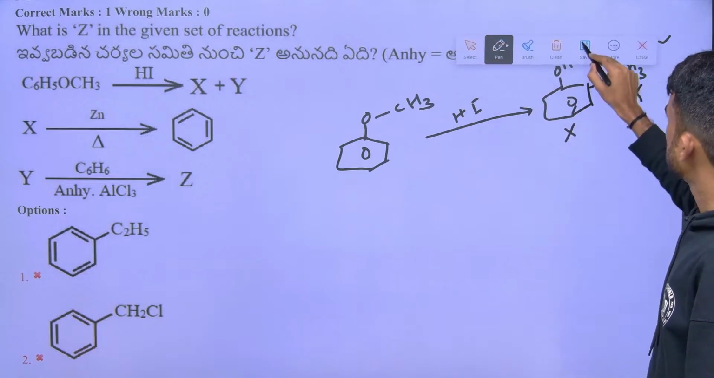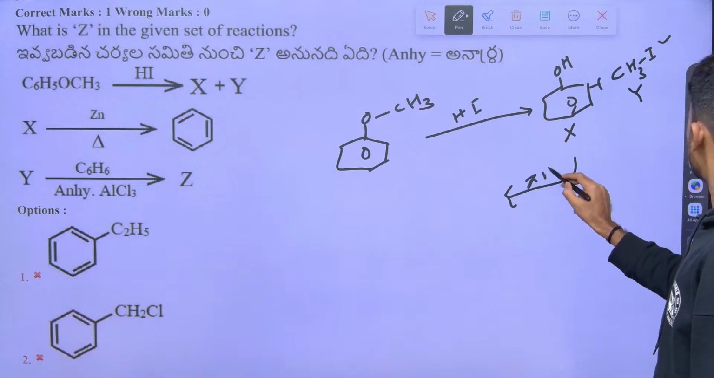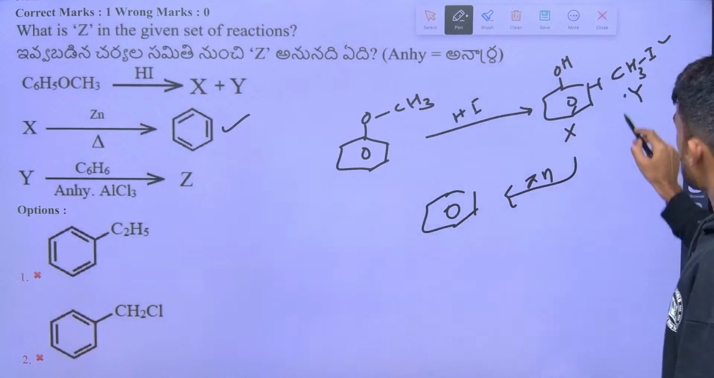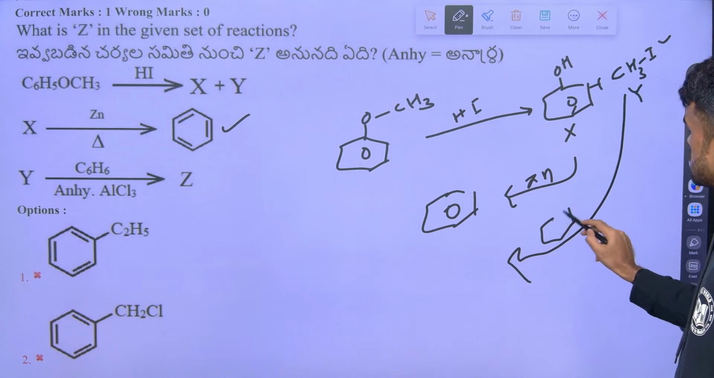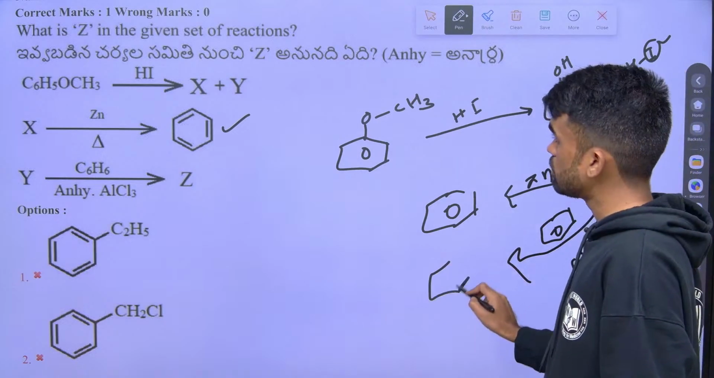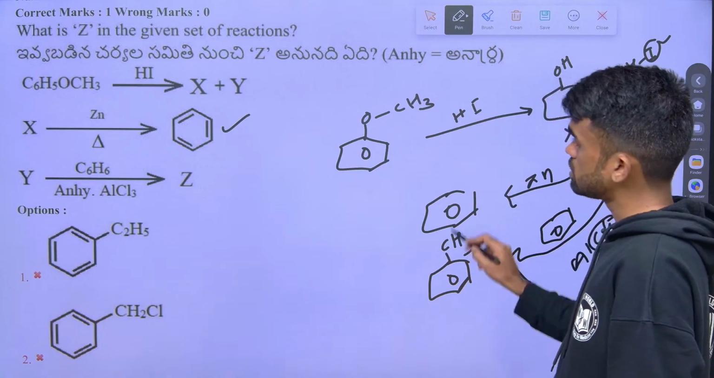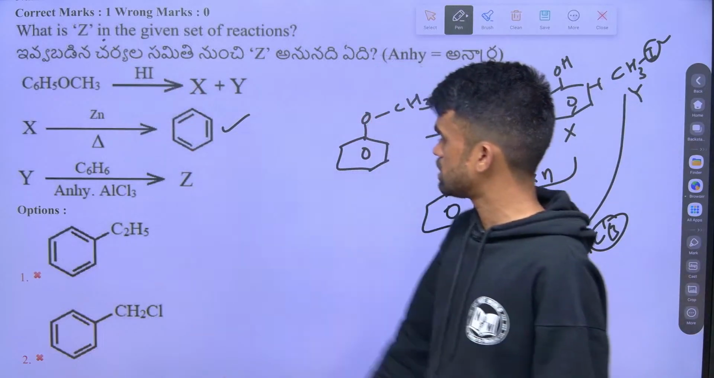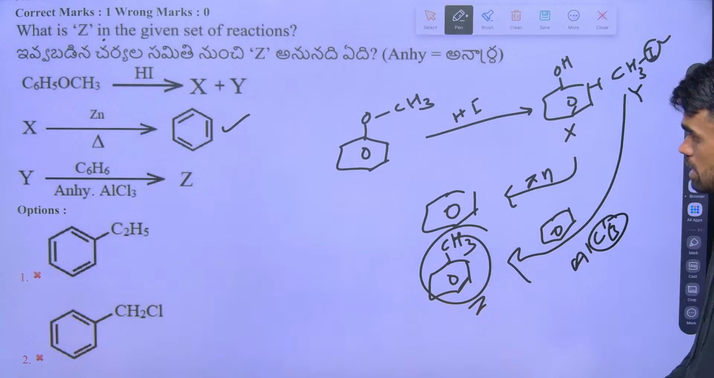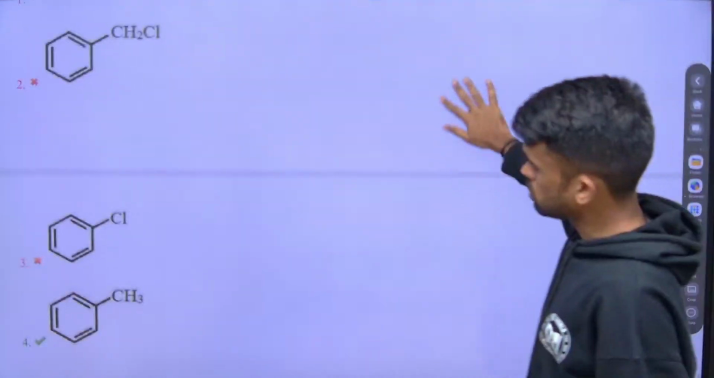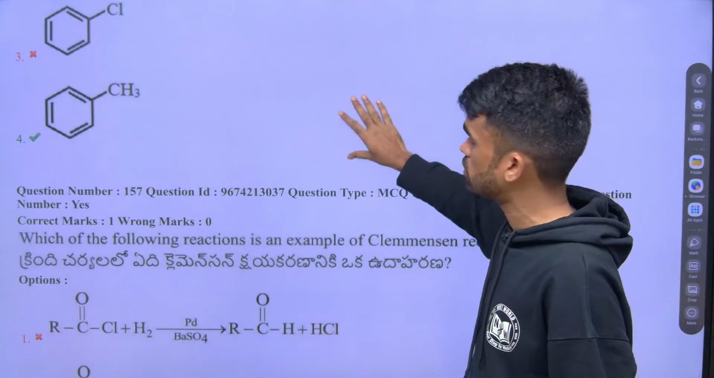When we treat this phenol with zinc, what is the product formed? It will be the benzene ring. So this is benzene. Y upon treating with benzene, C6H6, in the presence of AlCl3, the iodide is removed and we get benzene with a CH3 group, which is our Z. What are they asking? What is Z in the given set of reactions? Z is methyl benzene. Let us look at the options. Yes, option number 4 is methyl benzene, that is the correct answer.